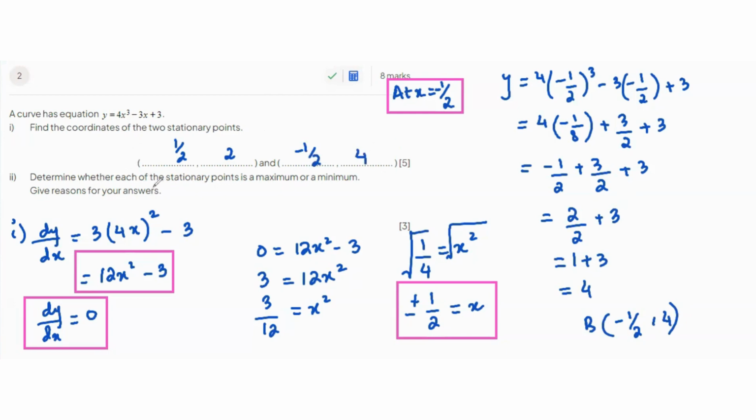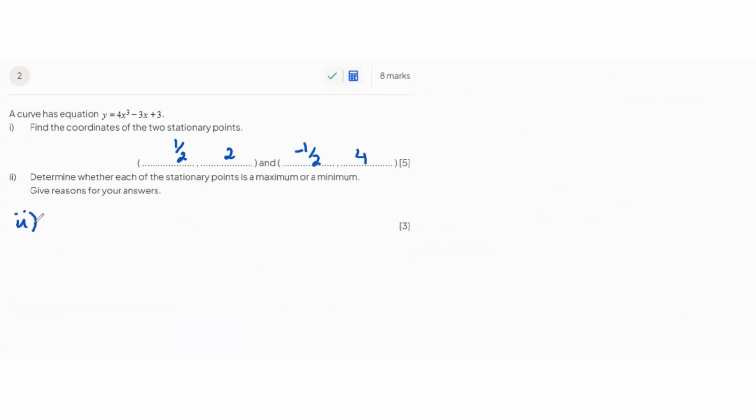Next, the question is saying determine whether each of the stationary points is a maximum or a minimum. What you will do is differentiate the first derivative again. So the first derivative was 12x squared minus 3. Now you find the second derivative, which is going to be 24x. Why? Because you bring the 2 down, so 2 times 12 is 24, and x to the power of 2 minus 1 is 1. 24x. Now I find the value at each x value.